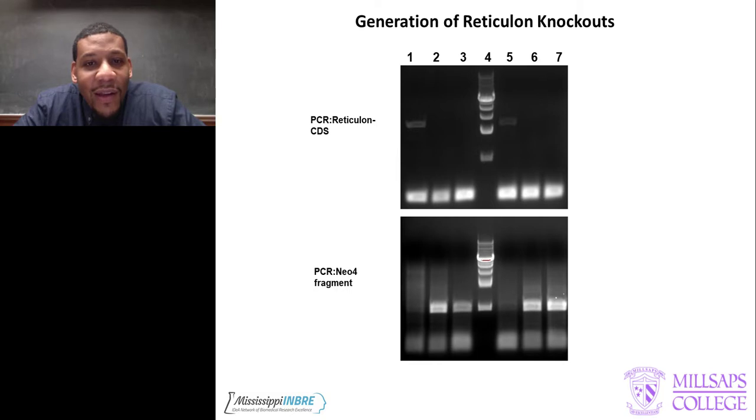So in the top panel here, in lanes 1 and 5, you're looking at wild type cells expressing reticulon. In lanes 2, 3, 6, and 7, you're looking at Tetrahymena knockout cells, and you see that those cells do not express reticulon if you're looking at the top panel. If you look at the bottom panel, what we're doing there is we've done RT-PCR for the drug-resistant marker that we inserted in order to generate the knockouts, and you can see that only the knockout cells are expressing the drug resistance marker. So it looks like we indeed have Tetrahymena knockout cells here.